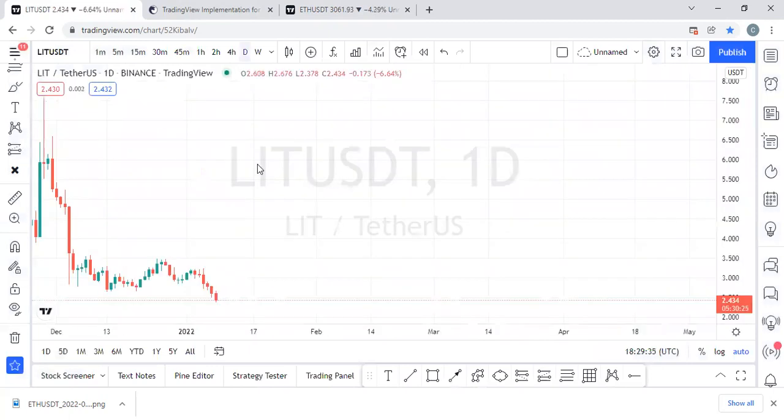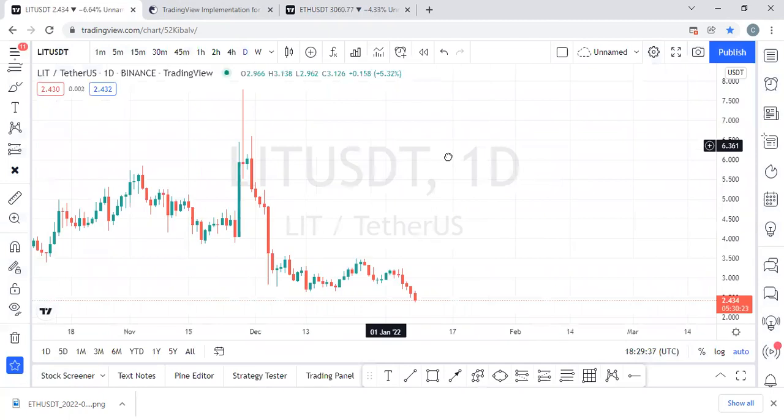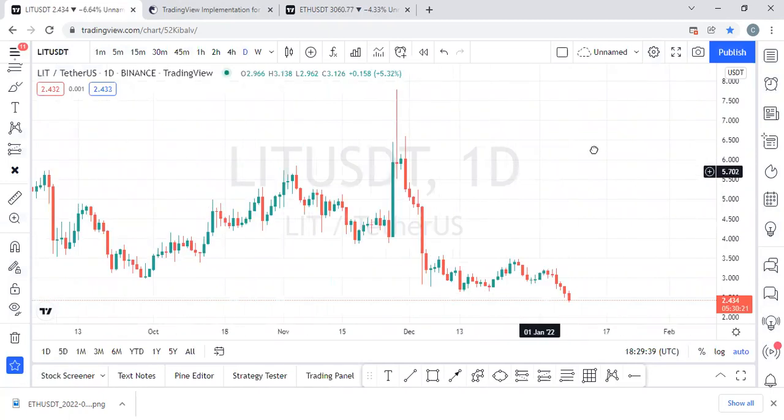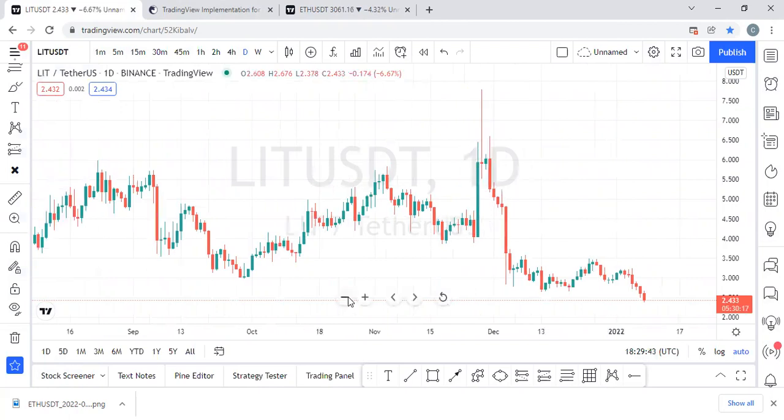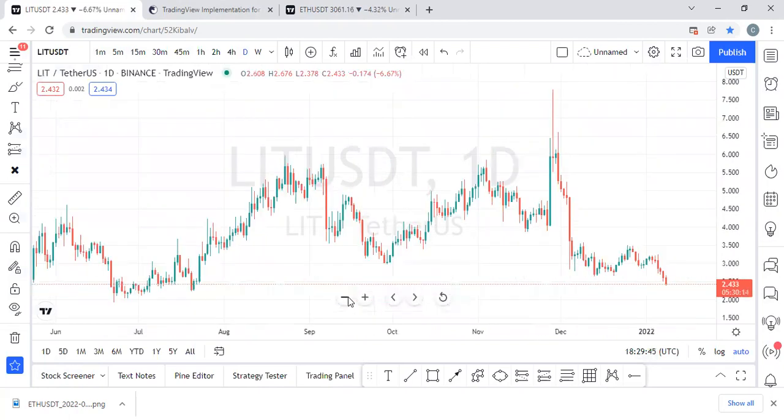So I want to start with my daily time frame, right? This chart has not been moving so well. All right, so let us zoom out a bit and see if we can find something of interest in this market, right? So now this is all right, okay.